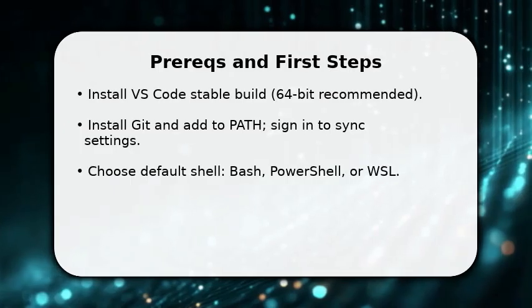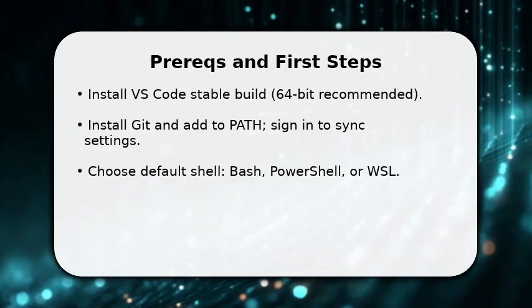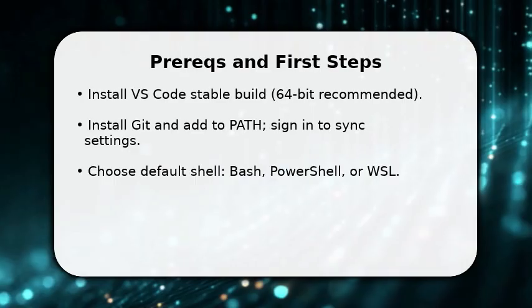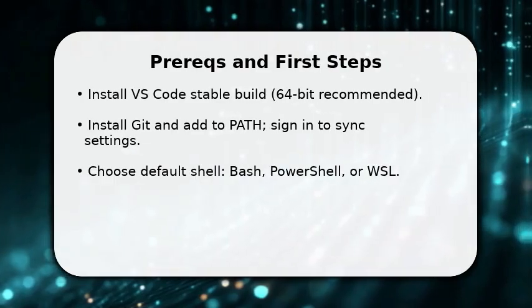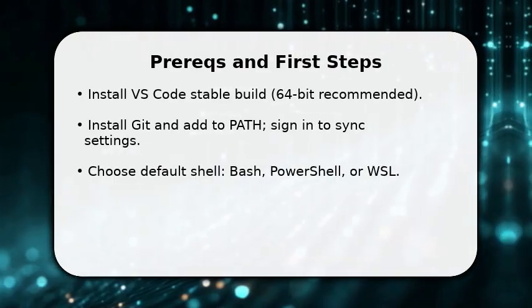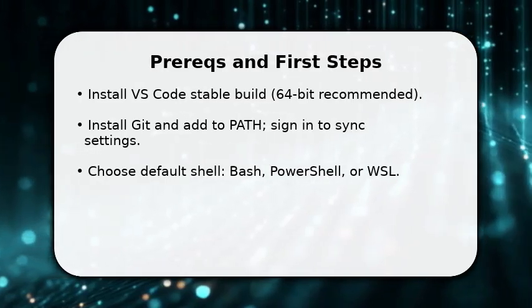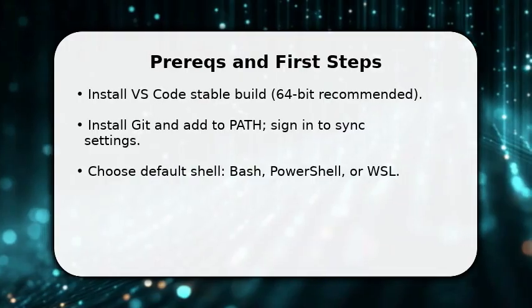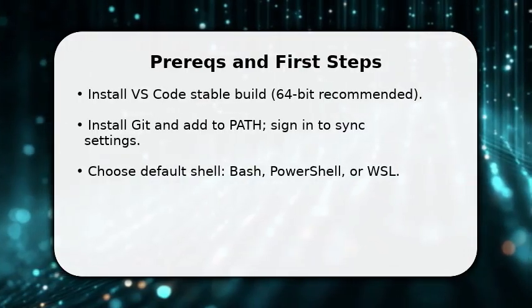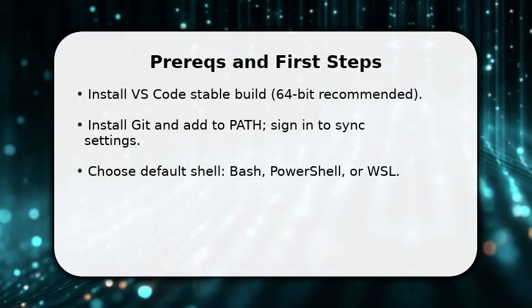You start by getting the essentials in place. Install the latest stable VS Code and Git, then add Git to your path so the editor can call it. Once installed, sign into your Microsoft or GitHub account to enable settings sync. Next, set your default integrated terminal, pick Bash, PowerShell, or WSL depending on your workflow.